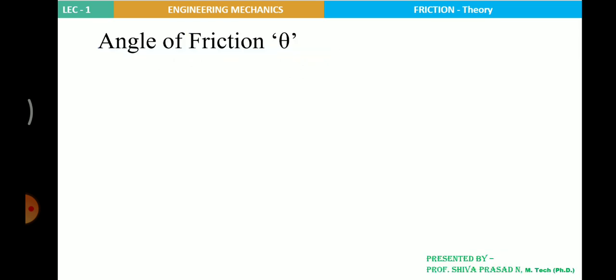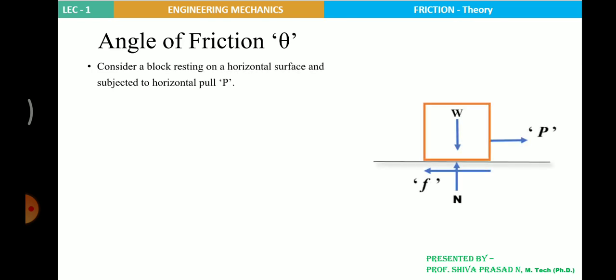Next, let's move on to another important point under friction, that is the angle of friction. Let's consider the same example wherein we have a block of weight W placed on a horizontal surface, and due to the weight of the block, there exists a normal reaction force acting from the downward direction at the point of contact. The block is subjected to a horizontal pull, due to which a frictional force would come into the picture in the opposite direction to the applied force P.